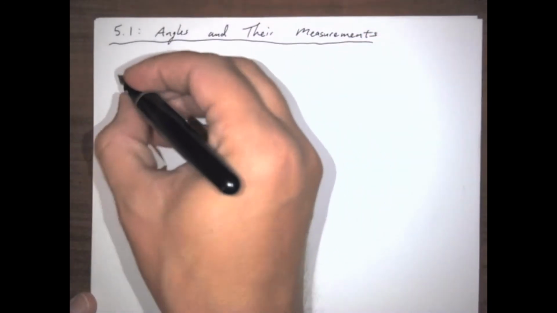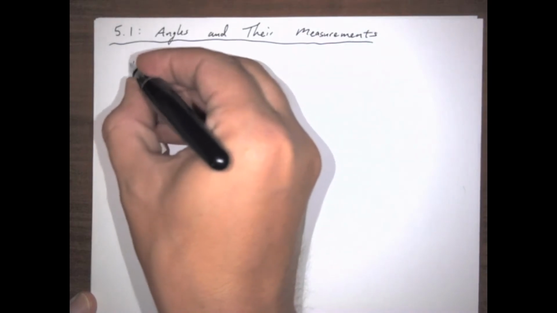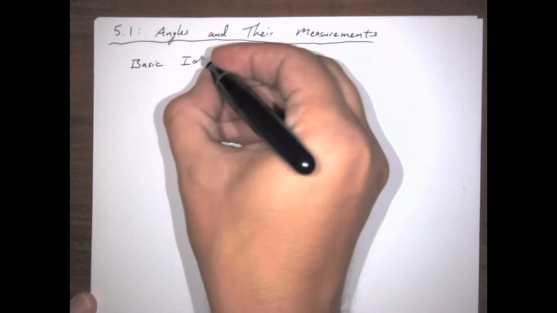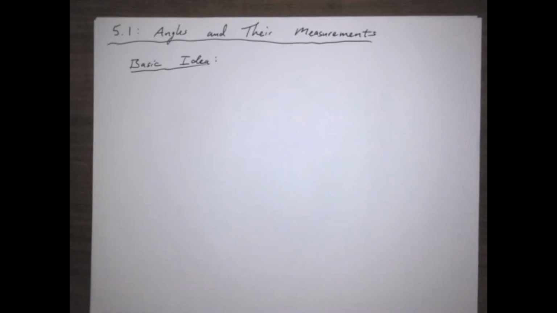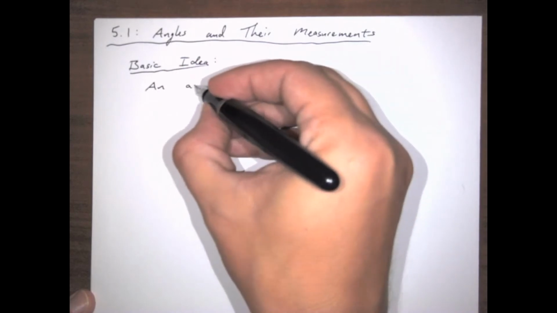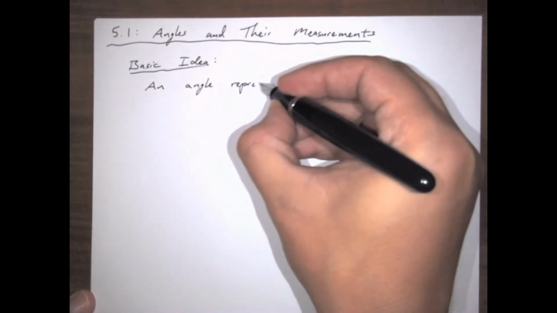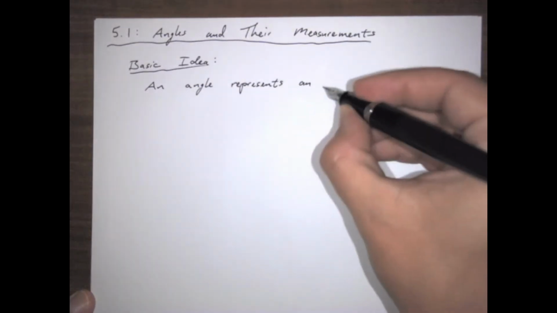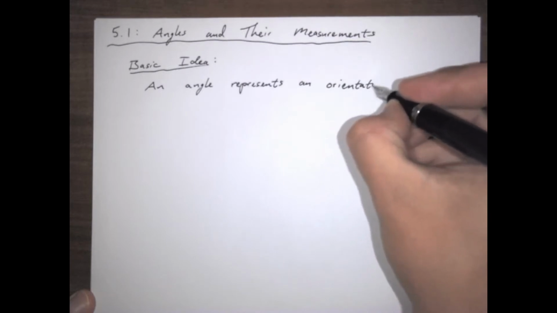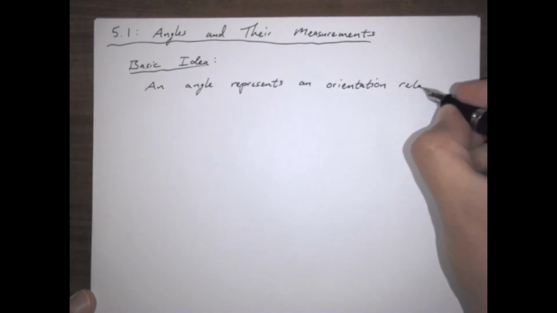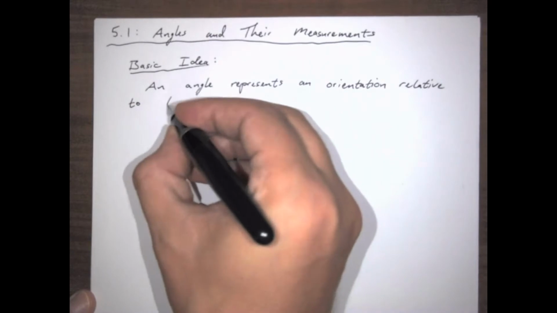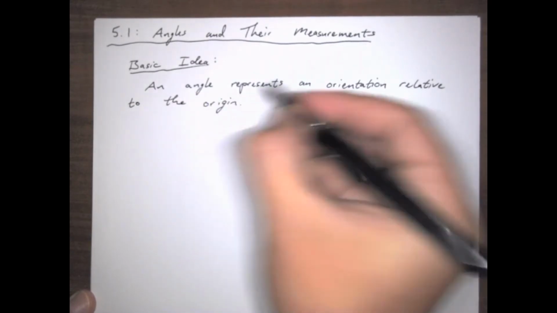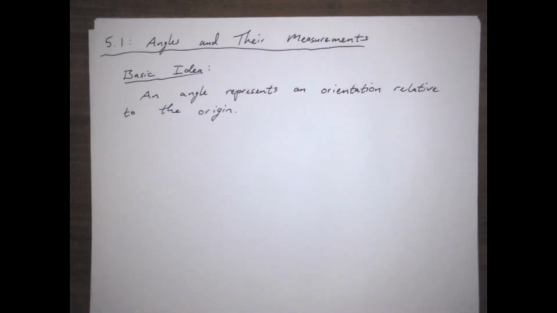All right. So first off, here's the basic picture. So the basic idea is that for an angle, rather than just thinking of it as being like a wedge or like a V shape, we're actually really going to think of an angle more as a direction, or maybe even rotation. So an angle represents, say, an orientation relative to the origin. All right, so it's a vague way of putting it. Let's make it a little bit more concrete.